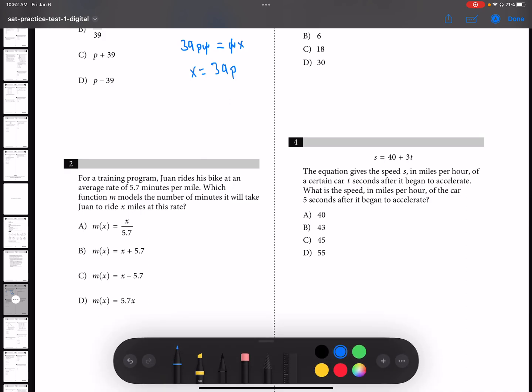Number 2, for a training program, Juan rides his bike at an average rate of 5.7 minutes per mile. Which function M models the number of minutes it will take Juan to ride X miles at this rate? Okay, so it does say that average rate of 5.7 minutes per mile. It says per mile. I know that it won't be division, addition, or subtraction, as it shows in answer options A, B, or C. When it says per mile, that means it's multiplication, so 5.7 times x, that should be D as our answer.